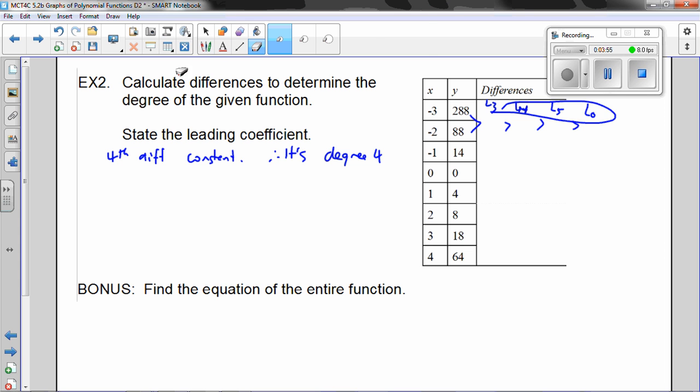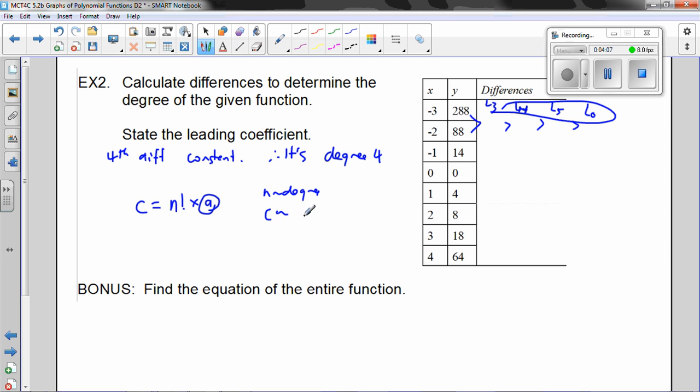State the leading coefficient. Well, the leading coefficient was using that little formula, right? That's what we want, though. N is the degree. C is the common difference once it gets constant, and A is the leading coefficient that we want to find, right?